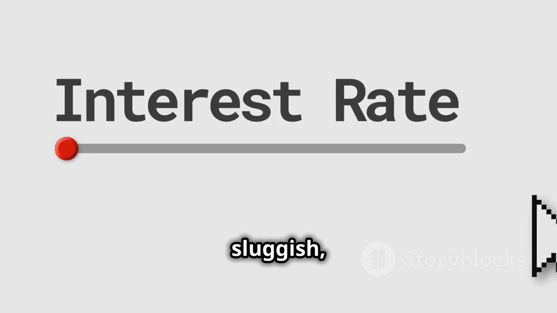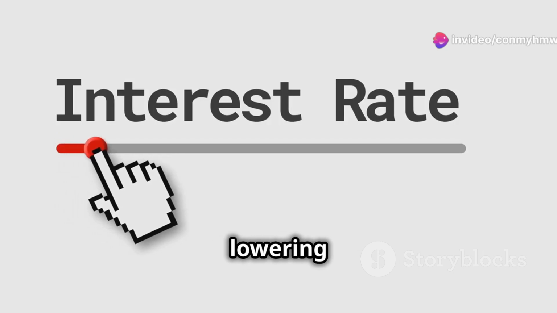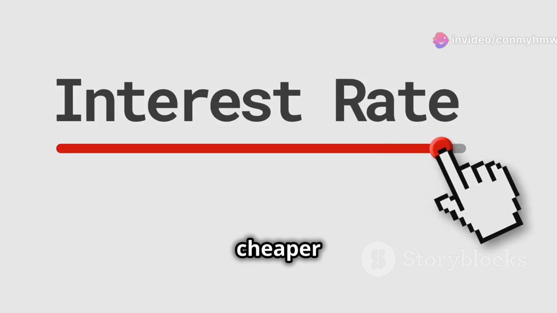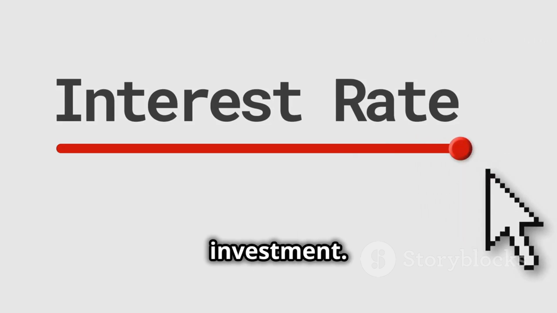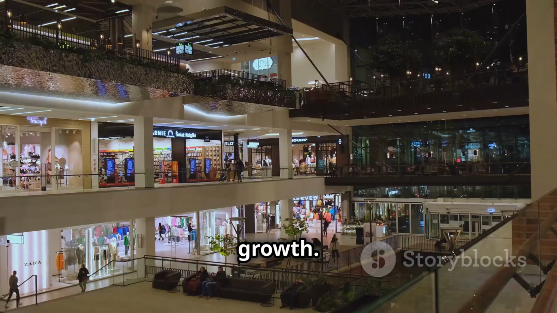When the economy is sluggish, central banks can use expansionary monetary policy, lowering interest rates or increasing the money supply to make borrowing cheaper and encourage spending and investment. This can help to stimulate demand and boost economic growth.